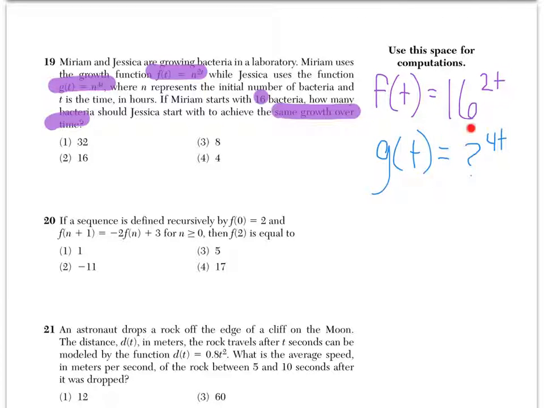After we substitute in 16 for the n, which they set up here, what we're going to do now is graph this function. Then on the same graph, we are going to graph this function here, and every answer choice we're going to replace the question mark. So I'm going to first start with 32, then 16, 8, and 4 until I get these two graphs to become the same.